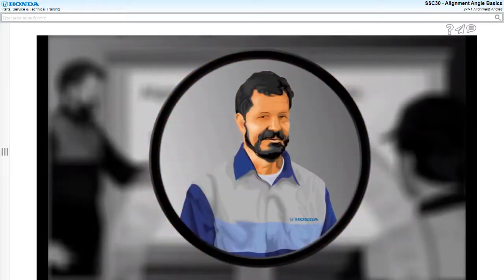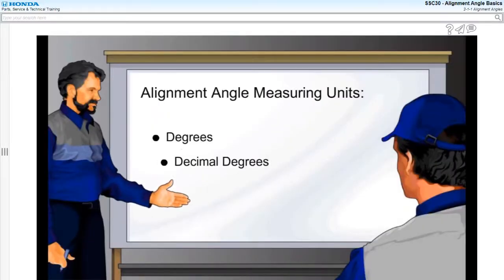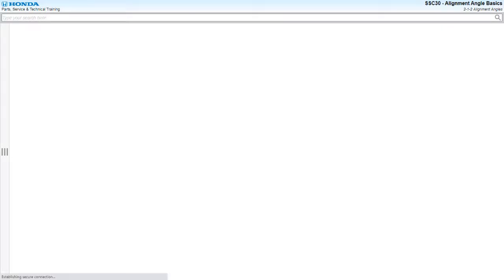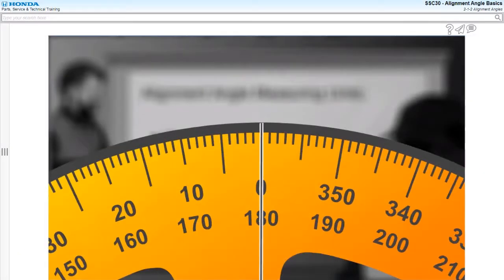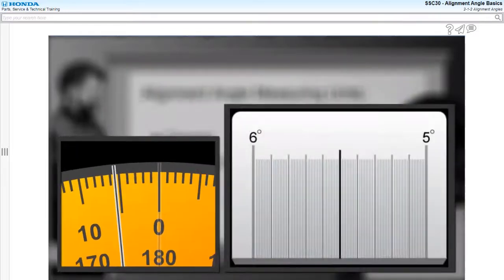But when dealing with alignment angles, we most often work with angles much smaller than 1 degree. One way to display angles smaller than 1 degree is by using decimal degrees. You can see here that if we move halfway between 5 and 6 degrees, we get 5.5 degrees. If we zoom in even further, we can see the measurements in hundredths of a degree, meaning the degree is broken down into 100 equally sized measurements.